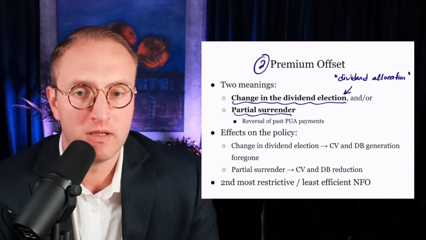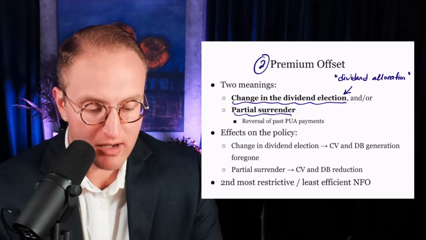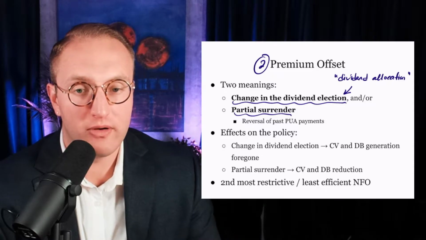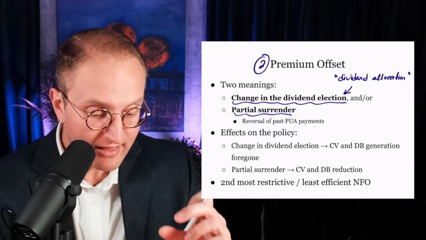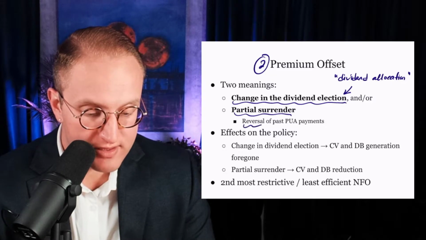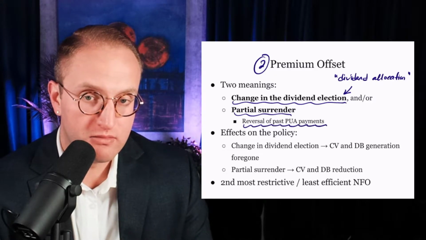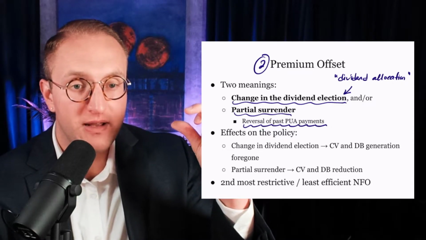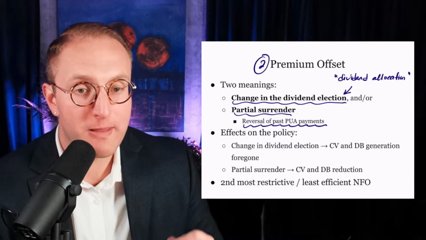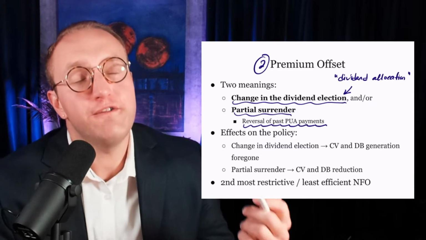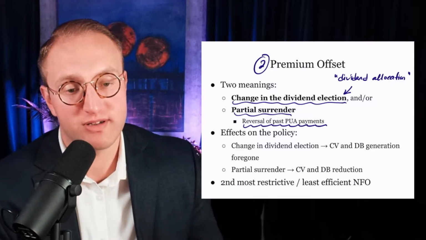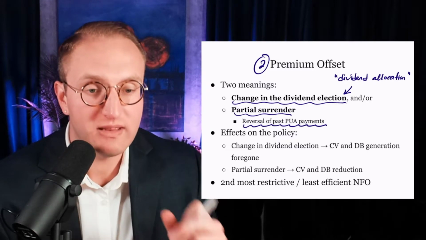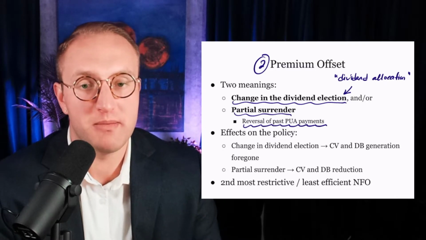You could do that. But in most cases, when we're referring to a premium offset, what we really mean is use the dividend to lower the amount of base premium payable in a given year, and then to get the rest of the money, reverse some past PUA payments. In other words, partially surrender some of the death benefit that I purchased with my own PUA in the past. Give me a refund for that paid up death benefit I purchased in the past, and use that money along with the dividend to take care of my base premium in a year.